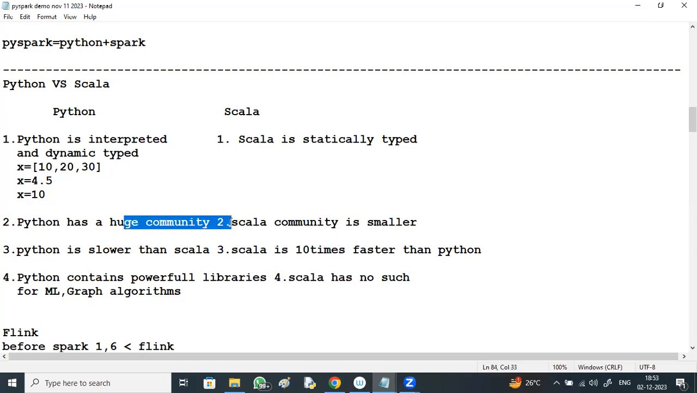Python has a huge community, with 89,300 modules for different environments. The Scala community is smaller.